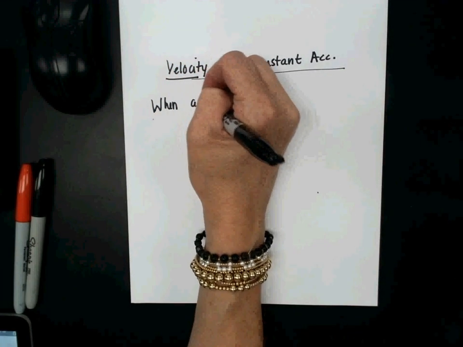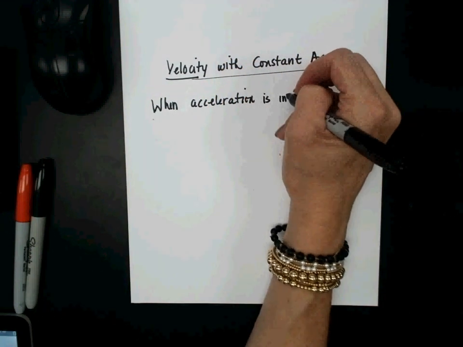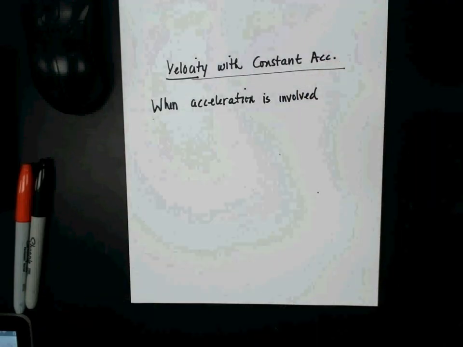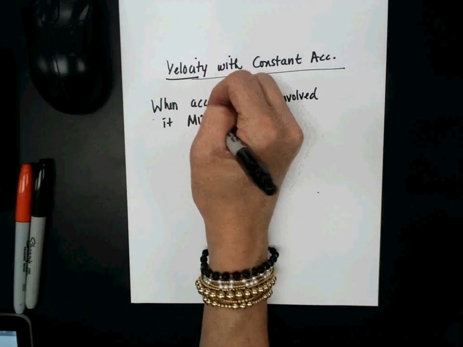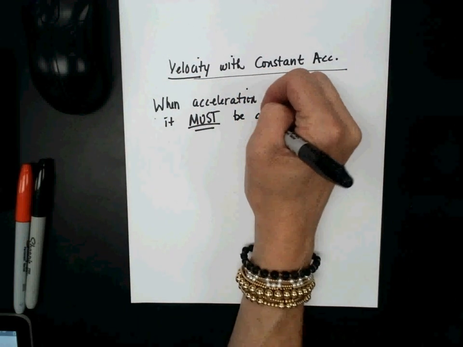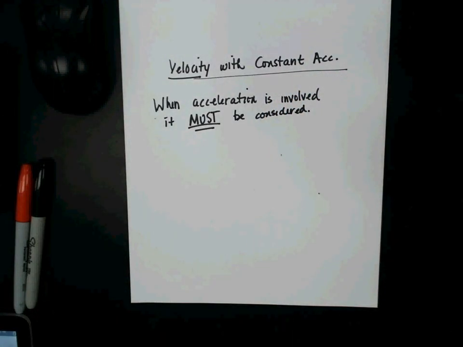So I'm going to say, when acceleration is involved, it must, this is important, be considered. Every year I have people who have a problem and there's a variable you're given, especially seems to happen with acceleration or time, and they pick a formula that doesn't include that variable. If you are given a variable, then you have to find a formula that includes all the variables.